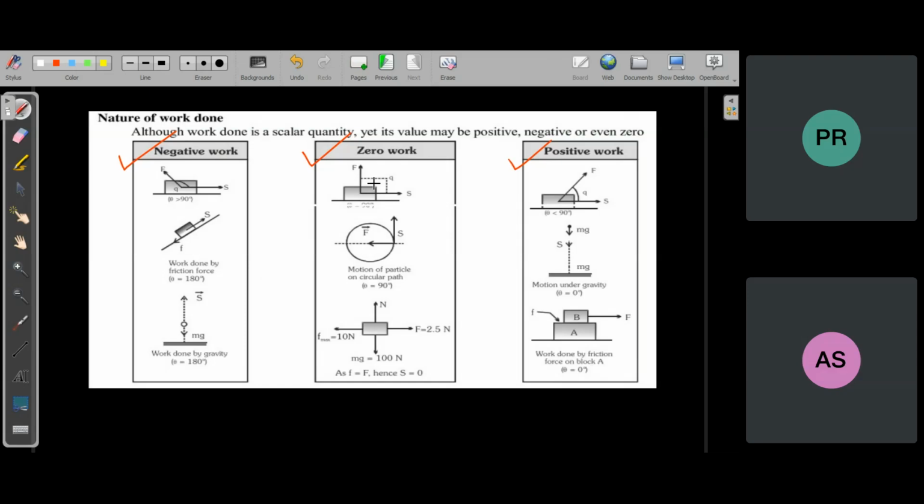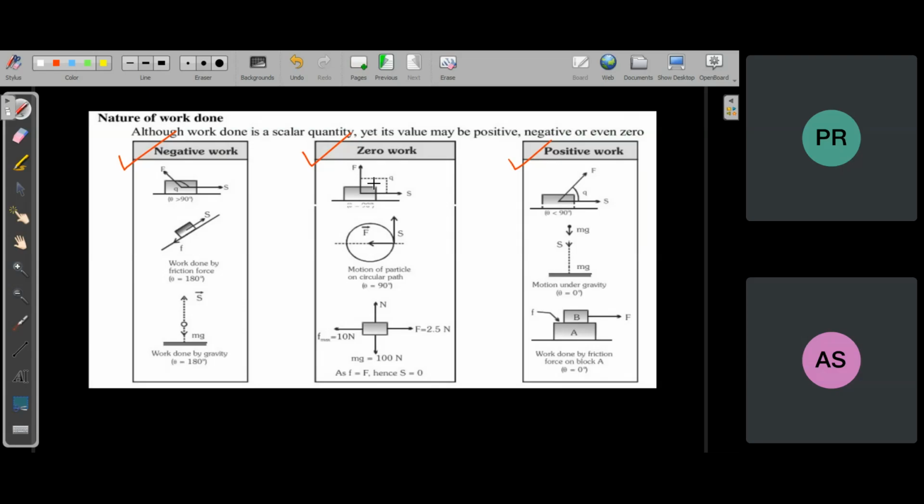So if you do positive work on something, that something will gain energy. And you are doing the work, so when you do work, do you lose energy or gain energy? You lose energy, right? Because you have used that energy to do the work. Are you getting?